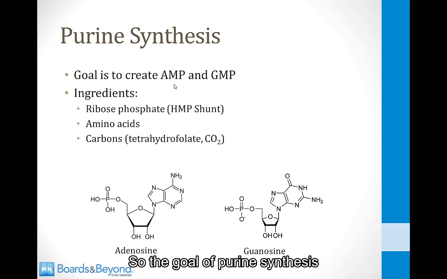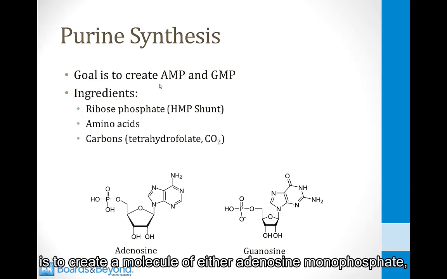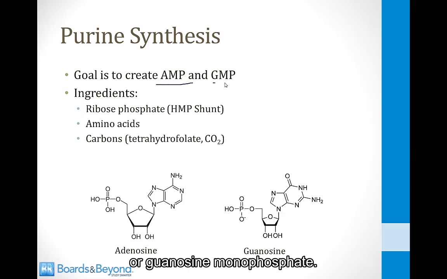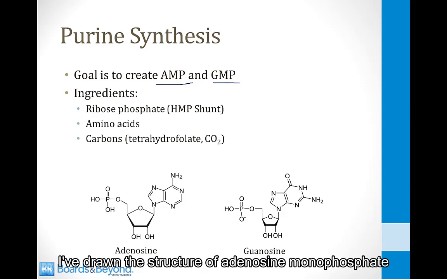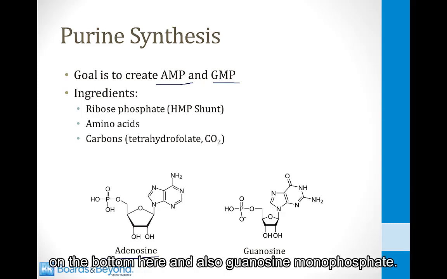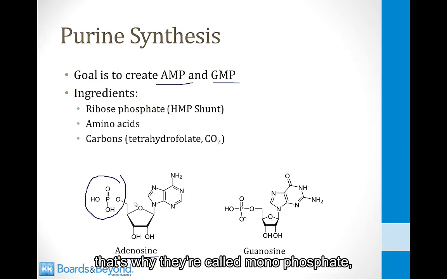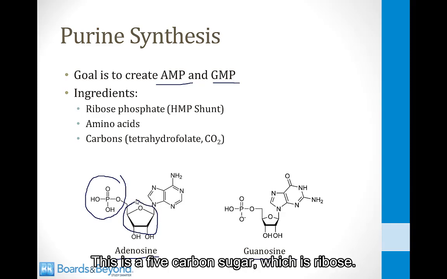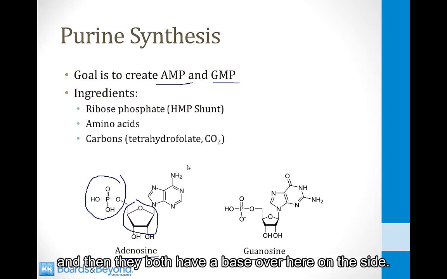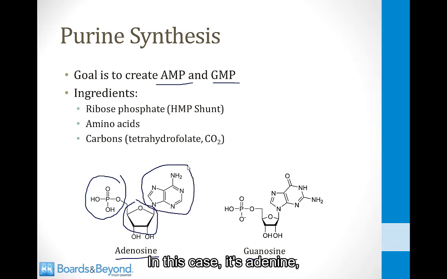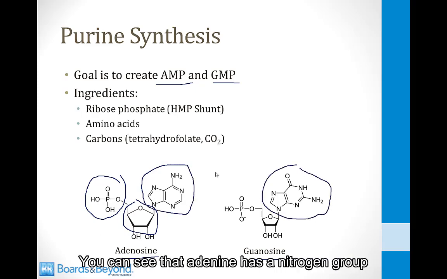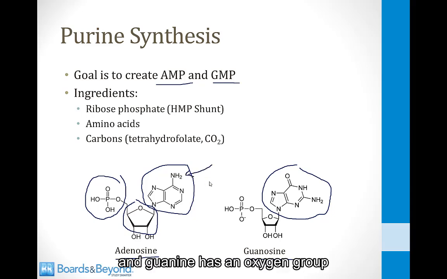The goal of purine synthesis is to create a molecule of either adenosine monophosphate or guanosine monophosphate. I've drawn the structure of adenosine monophosphate on the bottom here and also guanosine monophosphate. They both have one phosphate moiety, that's why they're called monophosphate. They both have a sugar in the middle. This is a 5-carbon sugar, which is ribose. It's also sometimes called a pentose because it contains 5 carbons. And then they both have a base over here on the side. In this case, it's adenine, and in this case, it's guanine. You can see that adenine has a nitrogen group, and guanine has an oxygen group and a nitrogen group over here.